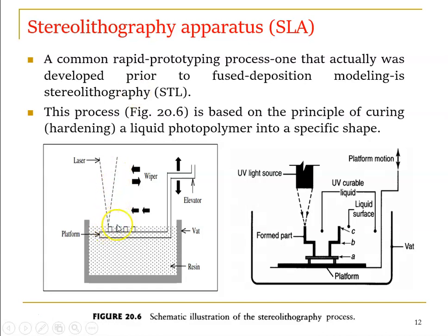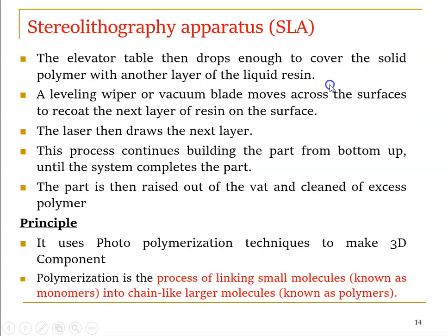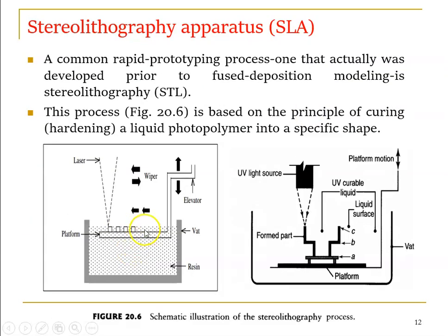Right, after one layer is fabricated, again the elevator moves downward and the second layer is formed. It will continuously form layers up to our final product. Here they use UV lasers, and this is our final product. The movement of the UV light source depends on our required CAD model, our input. The process begins with the vat filled with the photocurable liquid resin, the liquid raw material, and the elevator table set just below the surface of the liquid resin. So first, the table is just slightly immersed in the liquid vat.